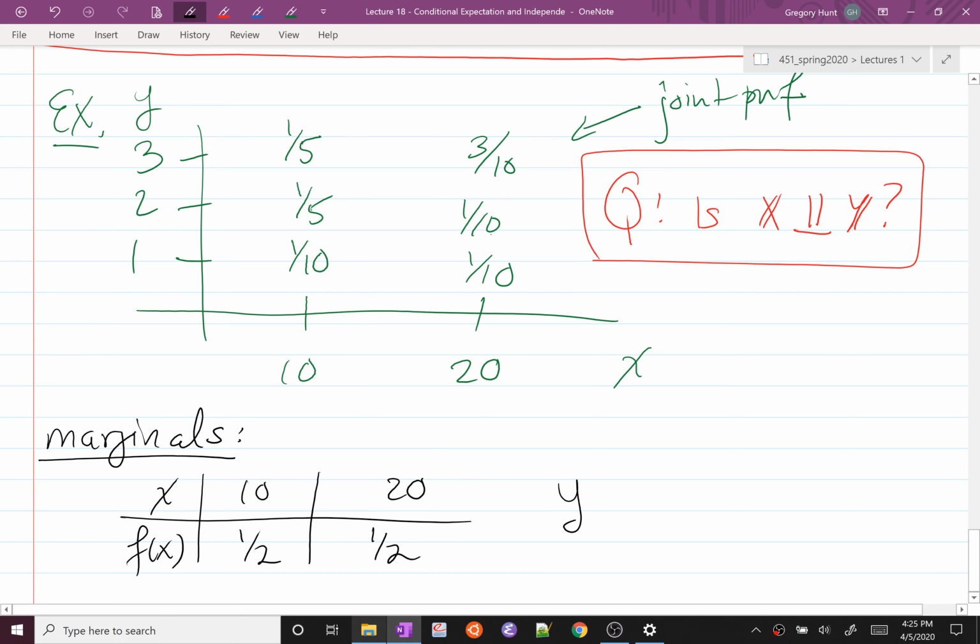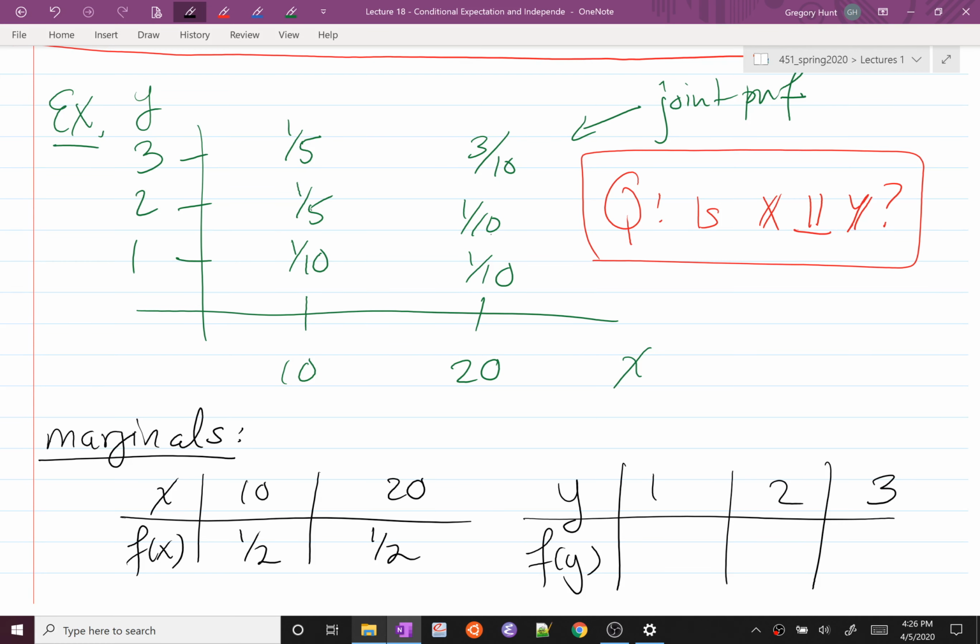I can also look at the marginal for y. Look at y against f of y. This can take on three values, 1, 2, or 3. And I just sum across the rows of this table. So let's see, if I sum across the rows.